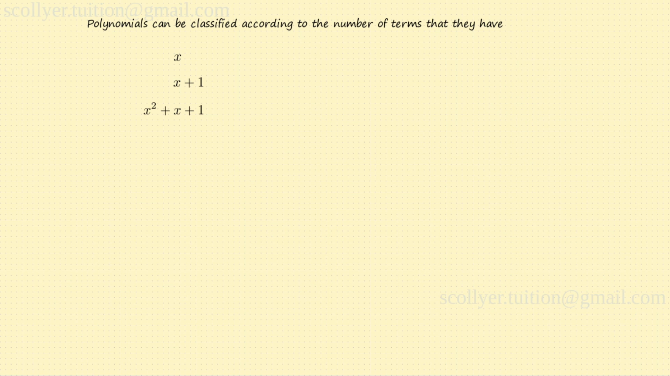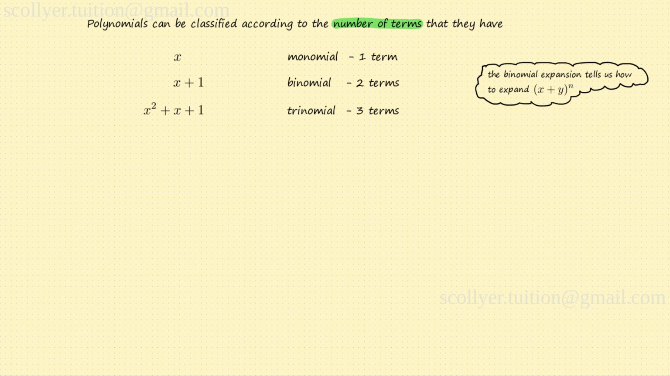We can classify polynomials by the number of terms that they have. So a monomial has one term, like x. A binomial has two terms, like x plus 1. A trinomial has three terms, like x squared plus x plus 1. The most commonly used of these expressions is binomial. And the binomial expansion tells us how to expand an expression like x plus y to the power n.